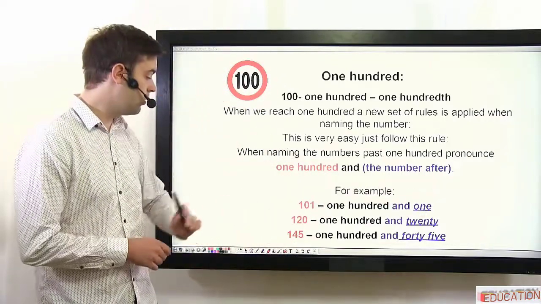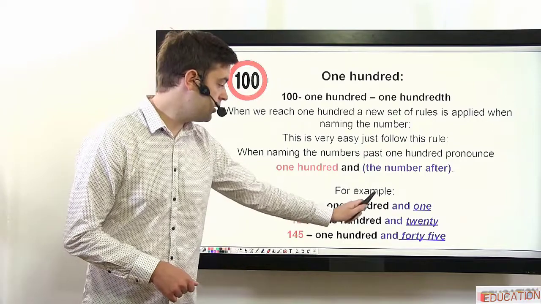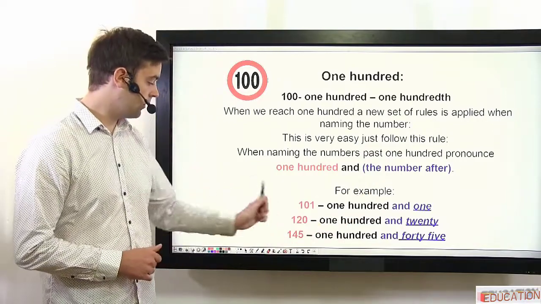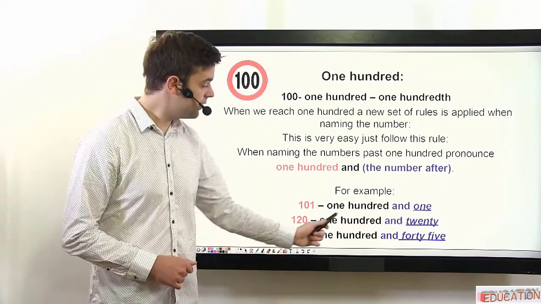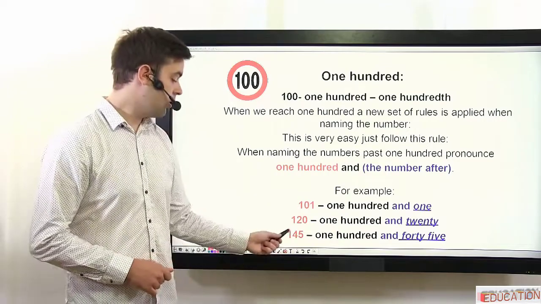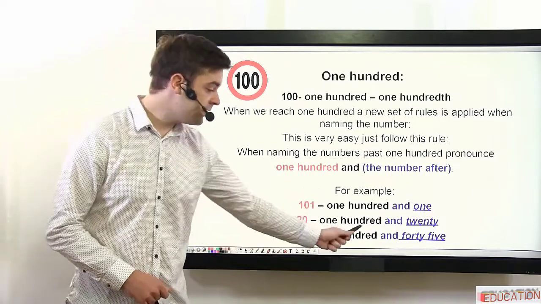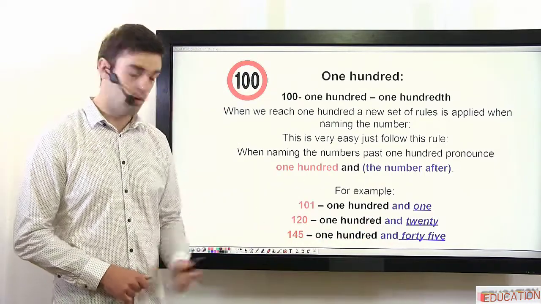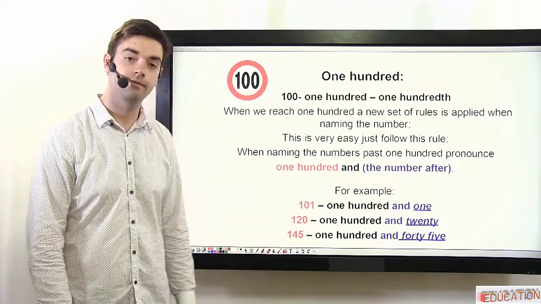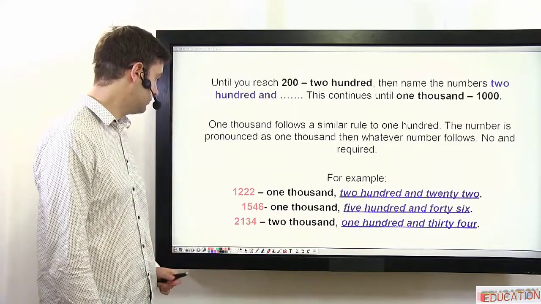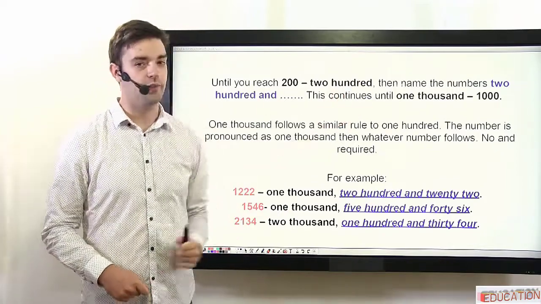So for example, we have 101, 120, and we've got 145. So 101, 120, and 145. This is until we reach 200.